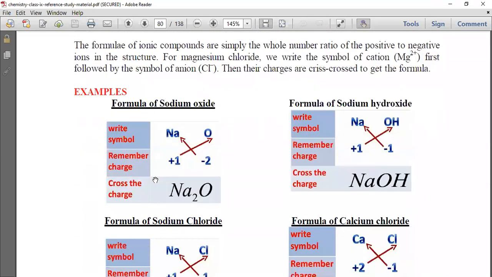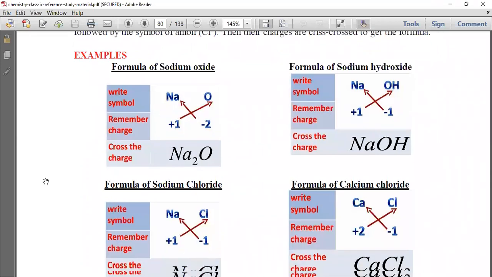And how do we write this? Come on, let's go through this one. Harshil, you do the honors. Can you explain this one, formula of sodium oxide? How do we write it? Please go ahead and do it.